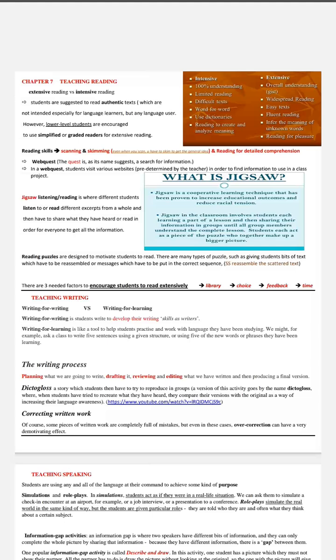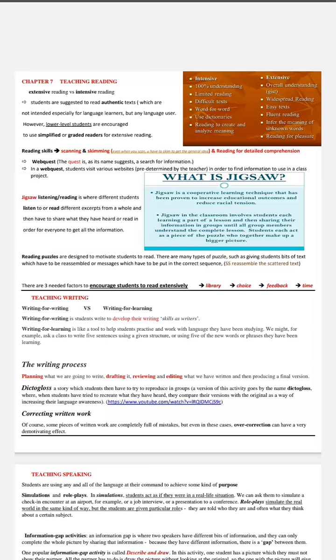Reading skills: scanning, skimming. Even when you scan, you have to check to get the general idea, and reading for detailed comprehension.